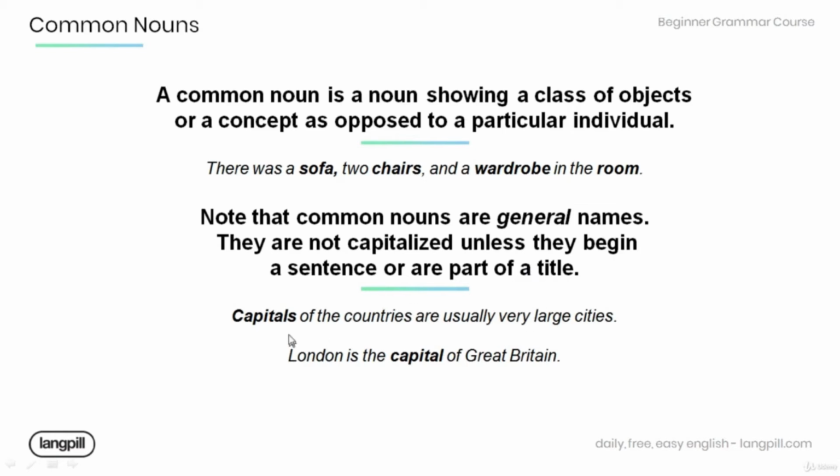For example, capitals of the countries are usually very large. The word capital is at the beginning of a sentence, so it's capitalized. And in this sentence, London is the capital of Great Britain. The word capital is not capitalized.